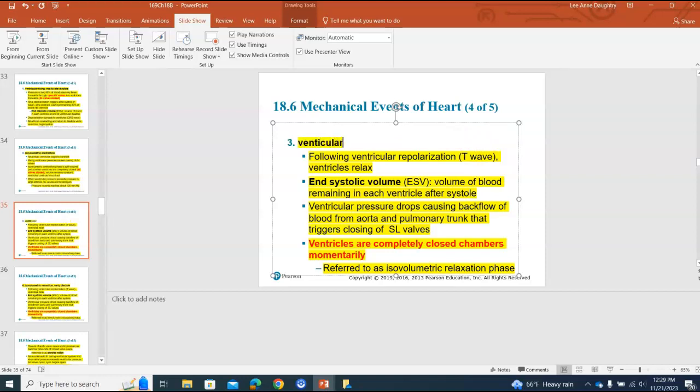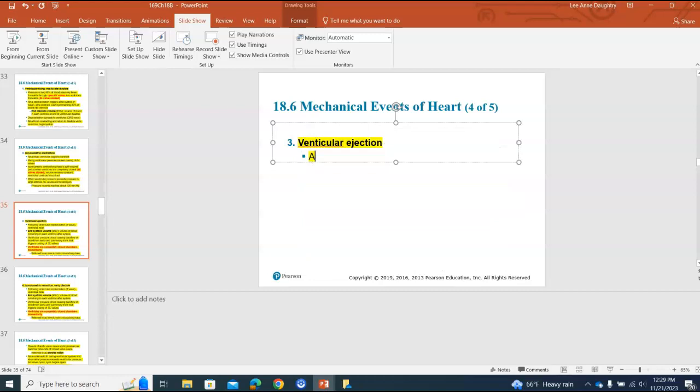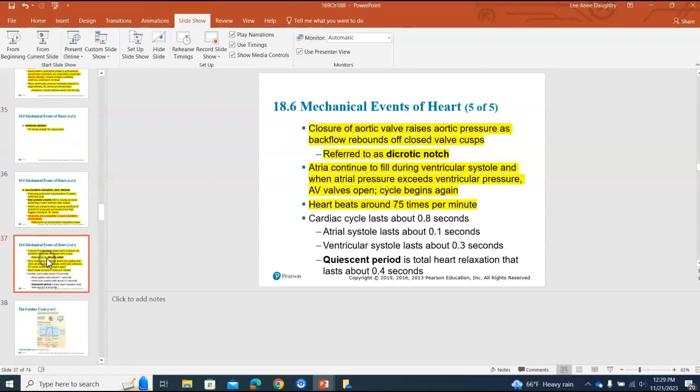And I'm not going to do a lot as far as notes, but I do want you to know that during ventricular ejection, the AV valves are closed and the semilunar valves are open. Okay, and let's just leave it like that. I apologize for that mistake, but let's go ahead and move on.